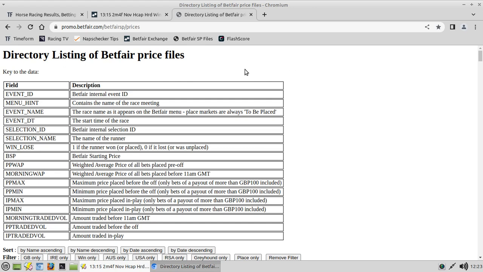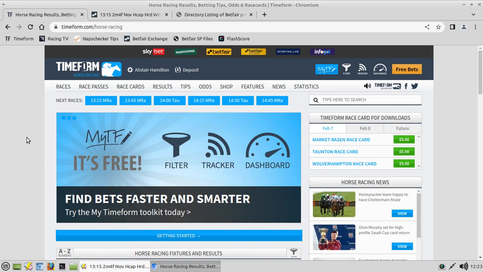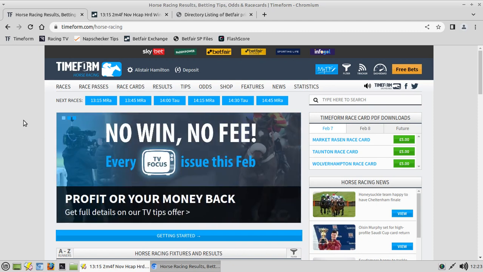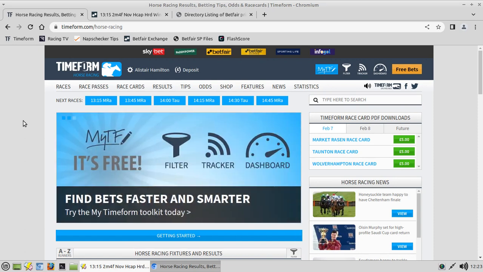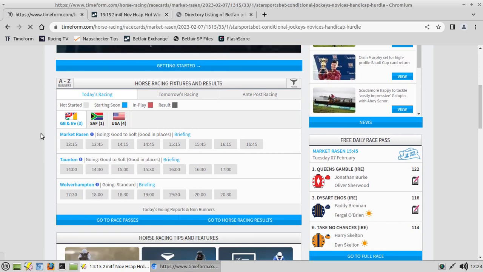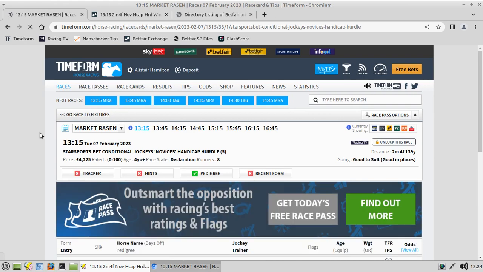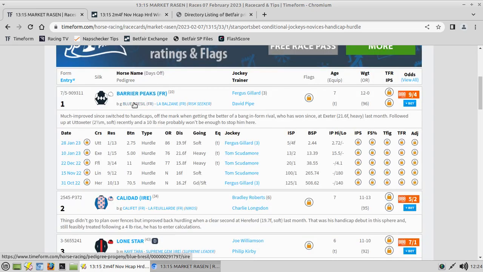So the 2 other places that you could go to are, first of all, the Timeform site. Again, I'm guessing most of you are familiar with this. To be able to access the data, however, you need to sign up for a free account, sign on, and you'll be able to access the corresponding data. So for example, if I open up the first race at Market Rasen today, all you need to do is move your mouse over to each corresponding horse once my screen refreshes, and you'll see that you get this new grid opening up with the horse's last 5 runs.